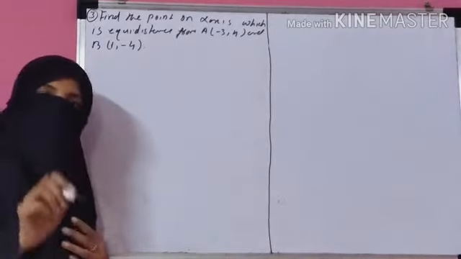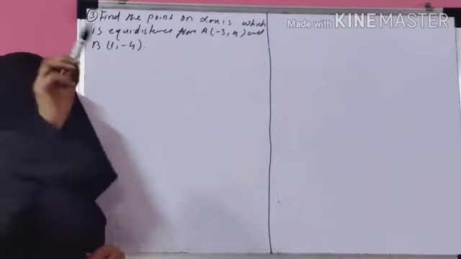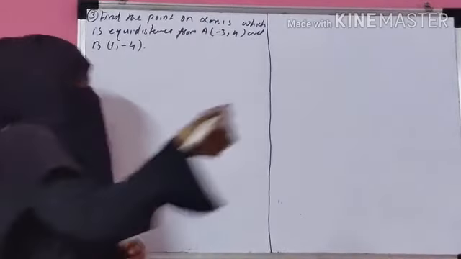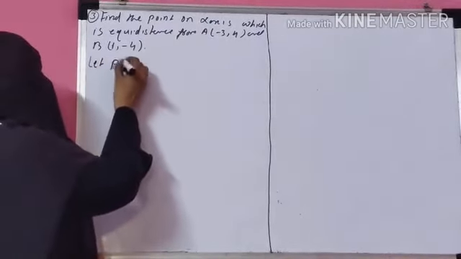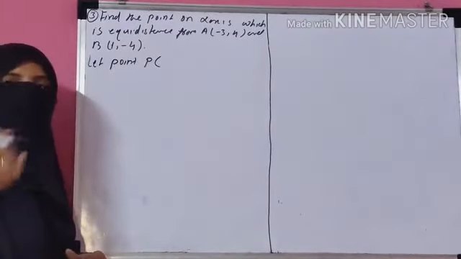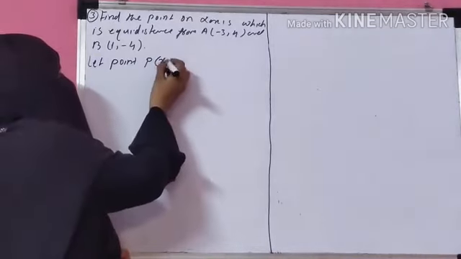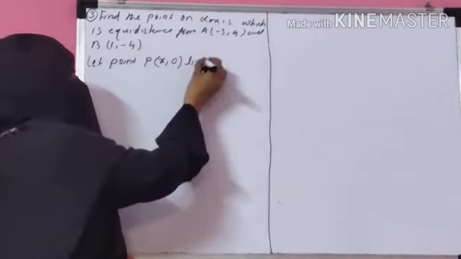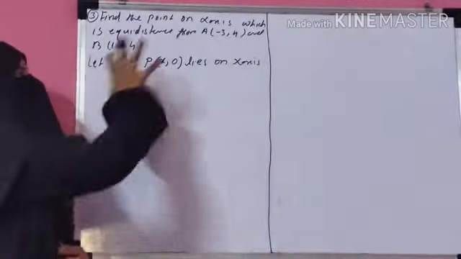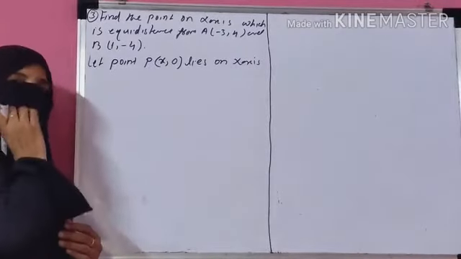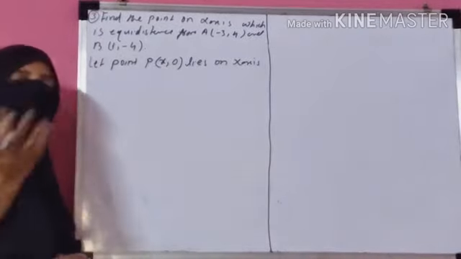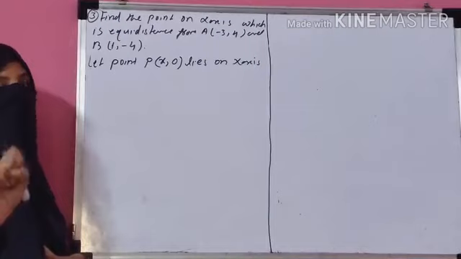You have to find a point which lies on the x-axis and whose distance is equal from the points A and B. Let's suppose the point is P. If point P lies on the x-axis, then its y coordinate is 0. So the point which we have to find is P(x, 0), as the point lies on the x-axis.